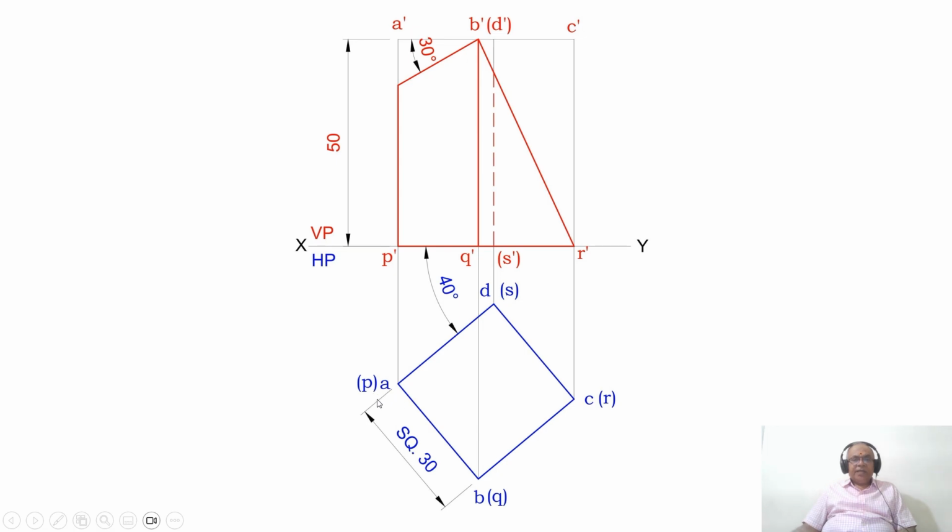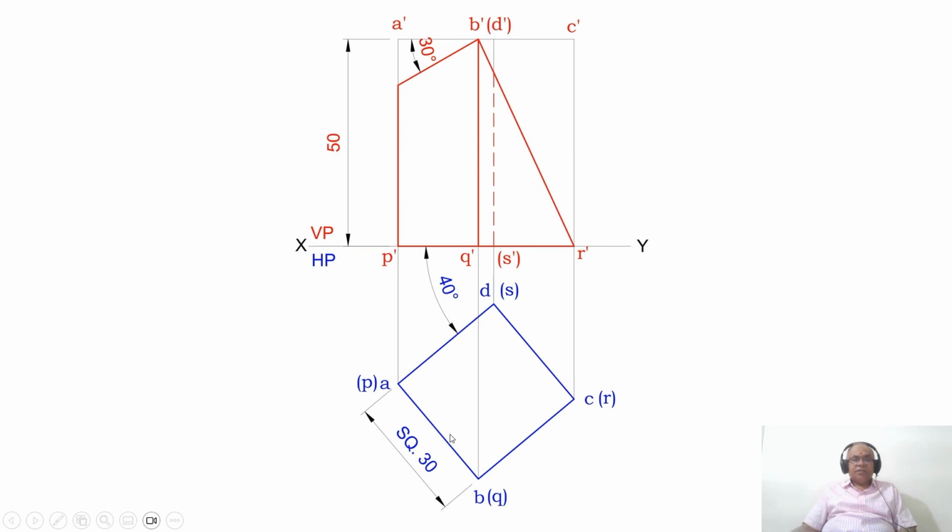Then again at the bottom surface, you mark that as small p, small q, small r and small s, all in brackets. Then from the XY line, you measure 50 mm and draw a horizontal line. Then draw a vertical projector from AP to the front view. Similarly from BQ, CR and DS till the height of 50 mm above the XY line.